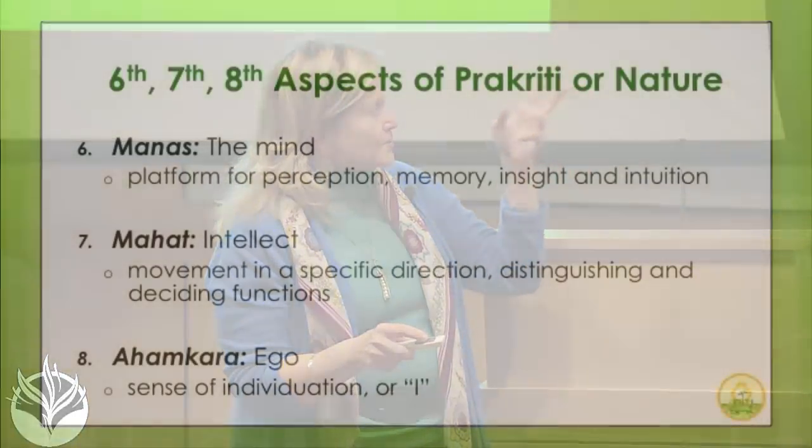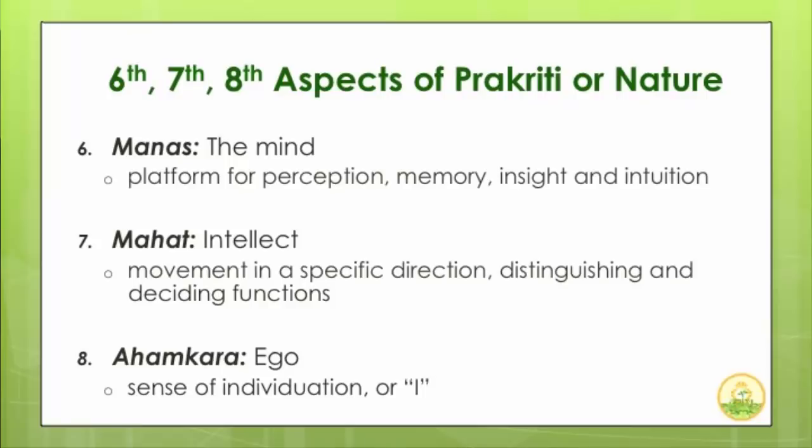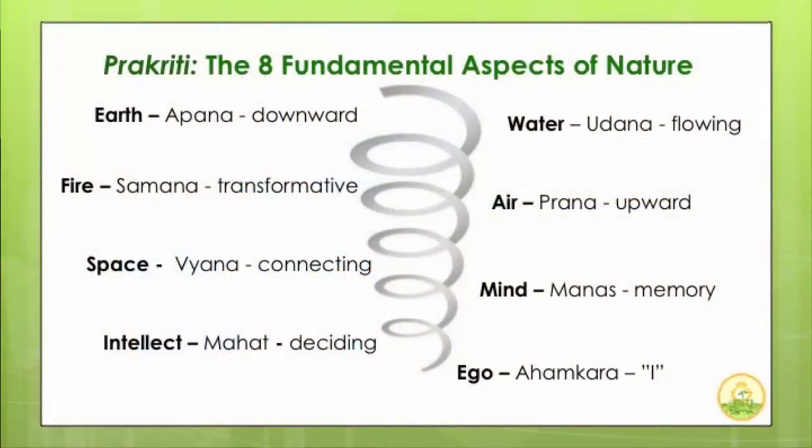The three other aspects of nature are the mind, which is the memory. That's what we have in the genetic structure of our plants. It's the platform for perception, memory, insight, intuition, for when we have our inner property functioning. Mahat is the intellect, which gives specific direction. And Ahamkar is the ego, the sense of individuation, or I. So this is a summary of the different fundamentals and the energies that work with the elements. And then this leads right into these eight stages of plant growth.